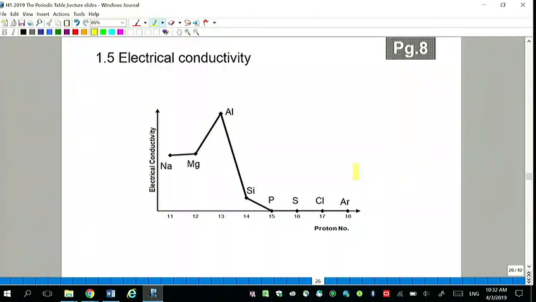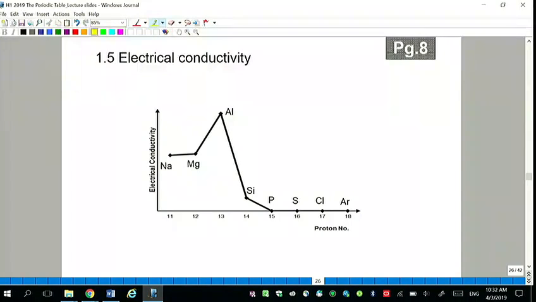Okay, electrical conductivity. For electrical conductivity, this is the trend. I think it is quite easy to understand that metals like sodium, magnesium, and aluminium will conduct electricity. Silicon is what we call a semiconductor, so that is why it has some form of electrical conductivity. And then those that are of simple molecular structure like phosphorus, sulfur, chlorine, and argon are non-conductors of electricity.